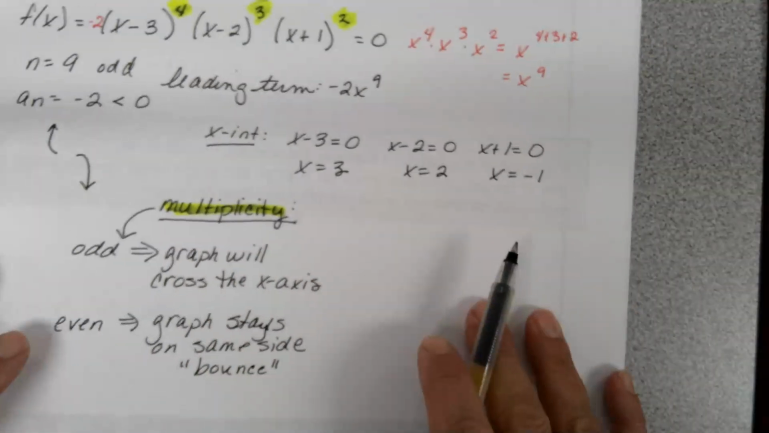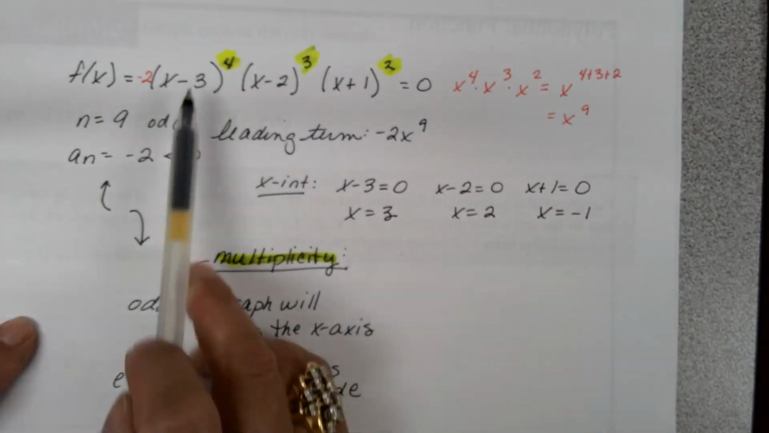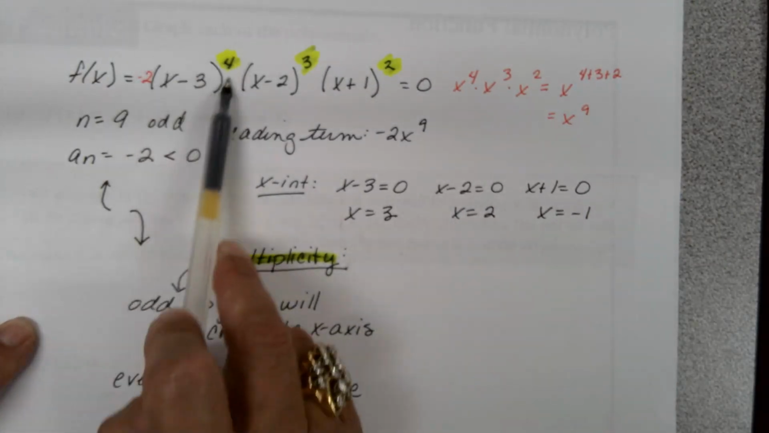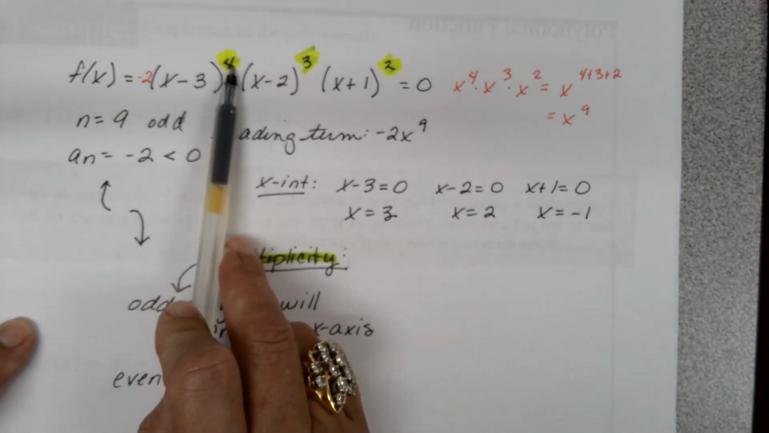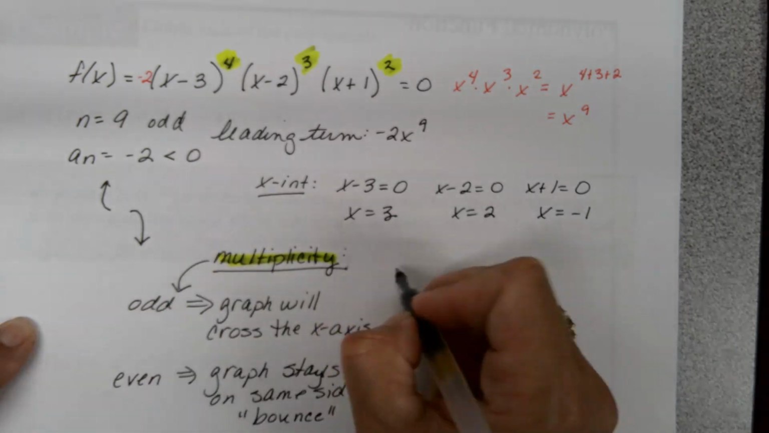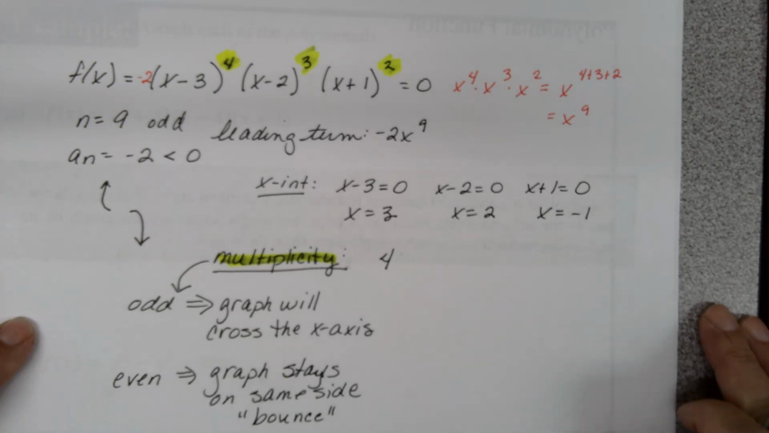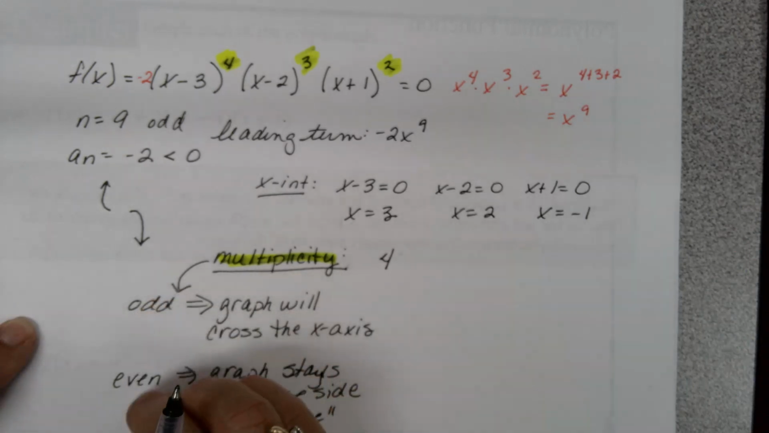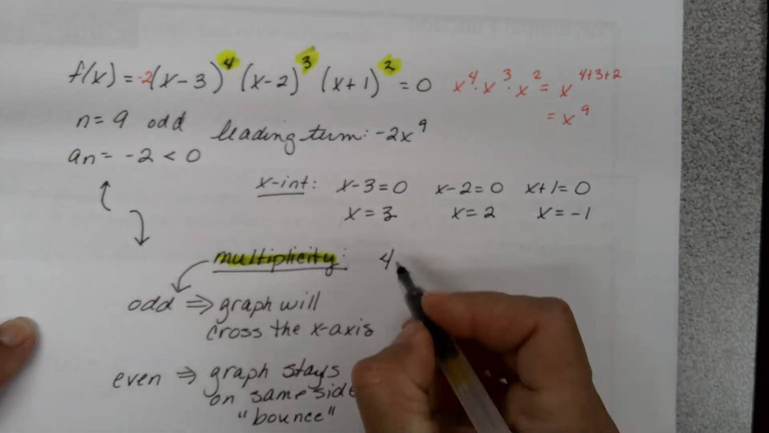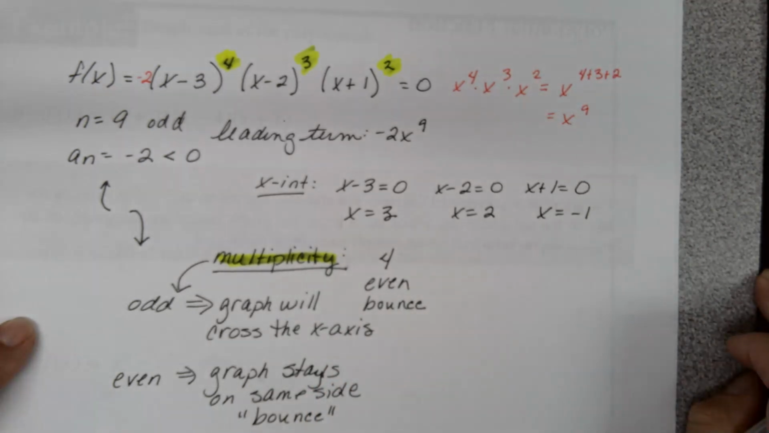Okay, so let's think about the multiplicity. Where am I going to get the multiplicity for x equals 3? X equals 3, that x-intercept came from this factor here. Its multiplicity is the power associated with that factor. So the multiplicity for x equals 3 is 4. Any questions on where that came from? When we think about our multiplicity, what matters is if it's even or odd. 4 is even, so that tells me that my graph will bounce at 4.